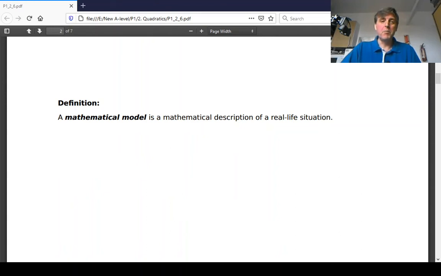So what's a mathematical model? Well, there's a definition on the screen. A mathematical model is a mathematical description of a real-life situation. In other words, it's where we try and get a formula or an equation which helps us understand some kind of real-life situation. Sometimes the models can be very complicated, and other times they can be very simple. Sometimes they can match reality very, very closely, other times not so much. But whatever we do, hopefully it's a useful thing for us to do, and we do understand the limitations of doing it.